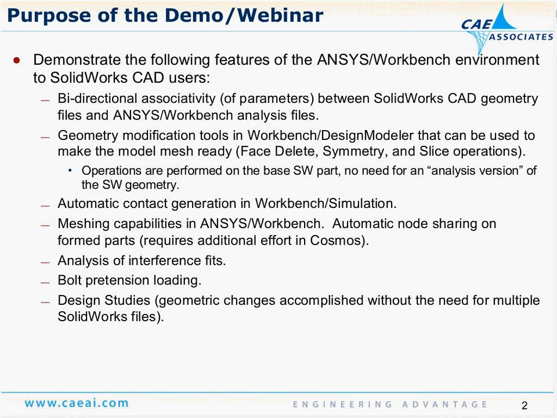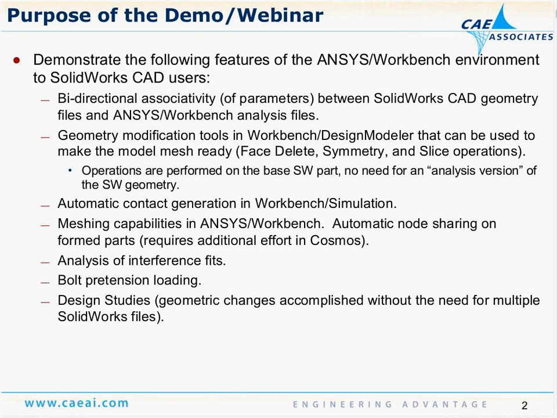We'll then talk a little bit about what we can do with some of these things, like the contact regions that are created. How can we use those, not just to connect our parts together, but to do things like interference fits, because we're going to bring in an assembly of parts today. I'll show you how to do some bolt pretension loading. We'll generate a solution, and then we'll talk about how do we use this bidirectional associativity, this connection between our CAD and our analysis tool.